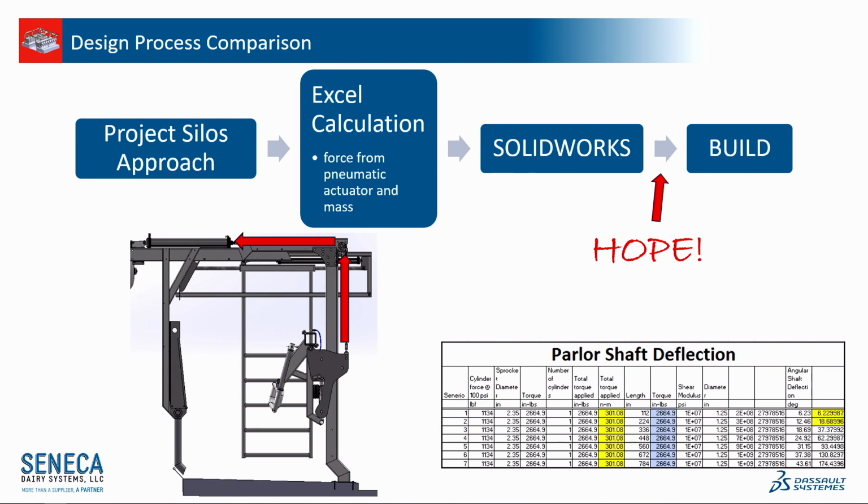All I was able to do was look at the mass of the parlor fronts lifting up and down. I know that, and I also know the maximum force of my pneumatic actuator, based on the pressure and the size of the cylinder. So I try to do some calculations there and see how the shaft is going to twist, and it's pretty one-dimensional. But hey, it's the best I could do. So then we design it in Solidworks. We add a little hope in there, and we build it. So that's my initial design process.